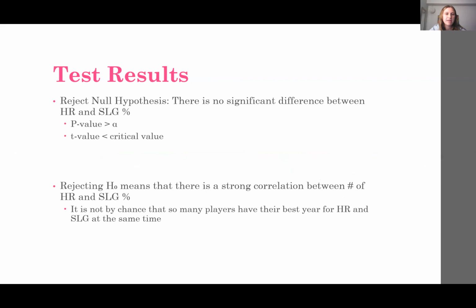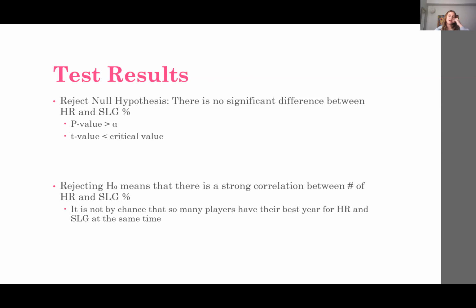And then again, going back to the test results, rejecting the null hypothesis means there is no significant difference between home runs and slugging percentage, since the p-value is greater than alpha and the t-value is less than the critical value. So rejecting the null hypothesis means there is a strong correlation between number of home runs and slugging percentage for the players, and it is not by chance that so many players had their best year for home runs and slugging percentage at the same time.